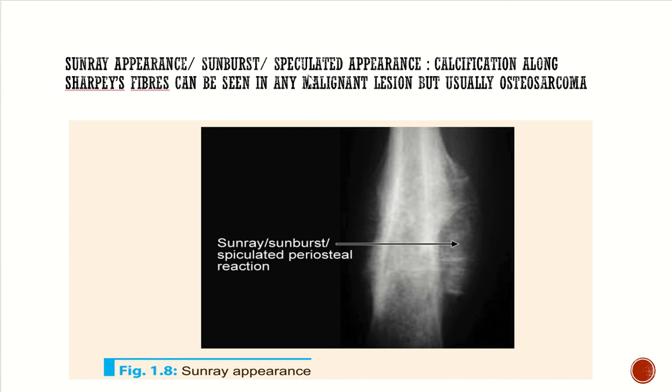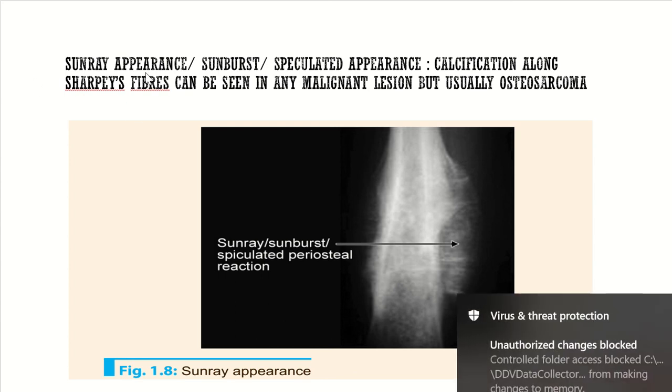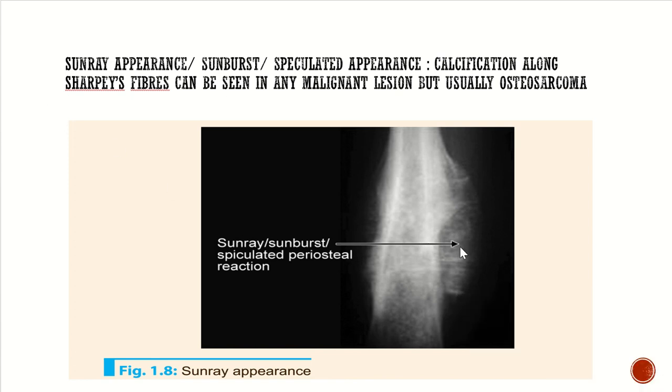And this is calcification along surface fibers, and it can be seen in malignant lesion, but usually osteosarcoma. Here we see surface fibers. These are the perforating fibers that connect outer periosteum to the inner bony part. Calcification along surface fibers is seen. Here we can see sun ray or sunburst periosteal reaction.